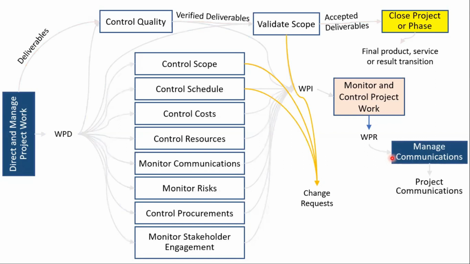Similarly, for every monitoring and controlling process, the output you will get is a change request. Control cost, the output is change request. Control quality, control resources, monitor communications, monitor risks, control procurements, monitor stakeholder engagement. And even the overall project control process, right? The monitor and control project work, this also can generate a change request.